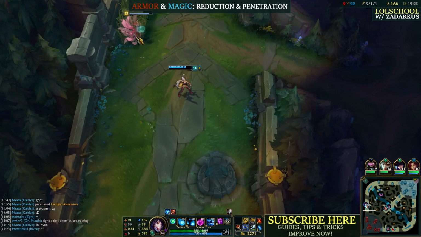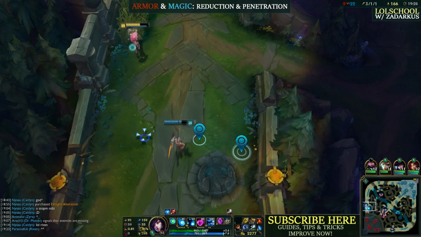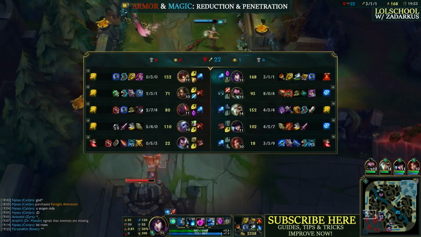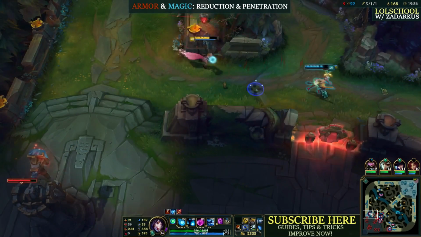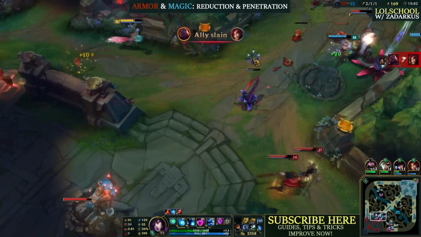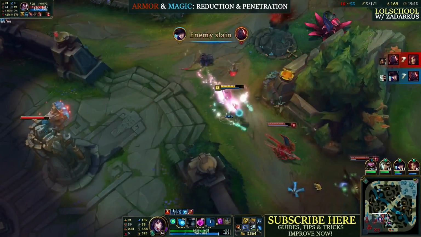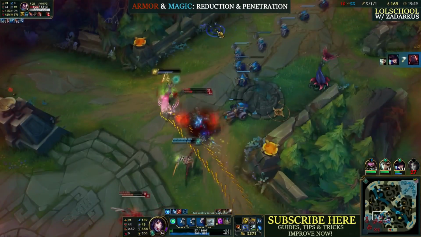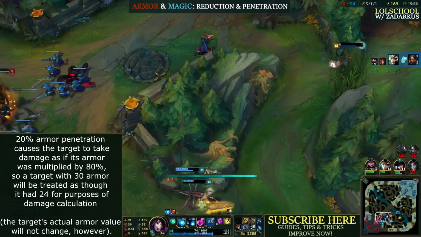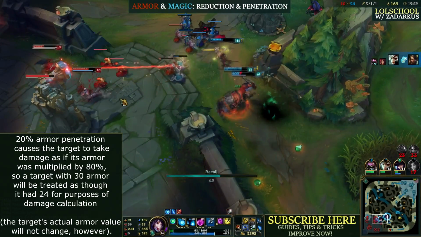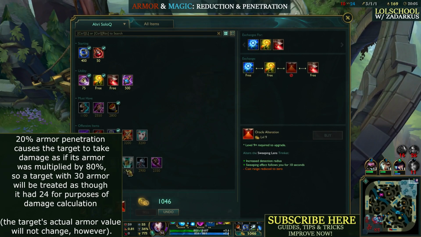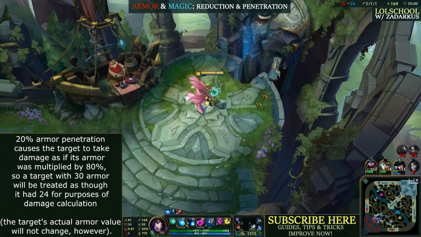For instance, with 40% armor reduction, a target with 200 armor will lose 80, while a target with 50 armor will only lose 20. Now, the percentage armor penetration. The target's armor is treated as being multiplied by a percentage for the purpose of damage calculation, 100% armor minus the listed penetration. Percentage armor penetration also stacks and is ignored if the target's armor is 0 or less. For example, 20% armor penetration causes the target to take damage as if the armor was multiplied by 80%, so a target with 30 armor will be treated as though it has 24 for the purpose of the damage calculation.